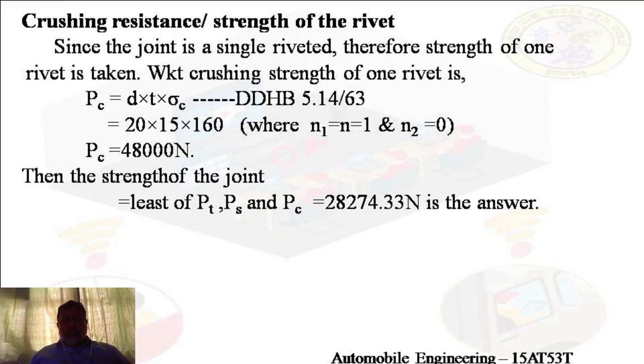So finally he has asked to determine the strength of the joint. The strength of the joint can be determined by just comparing all the three values, that is the strengths PT, PS and PC. Out of these three values we have to consider only the least value, whichever is least, whether it is PC, PT or PS. That value you have to consider as the strength of the joint. Okay, here in this problem the strength of the riveted joint is 28,274.33 newtons.